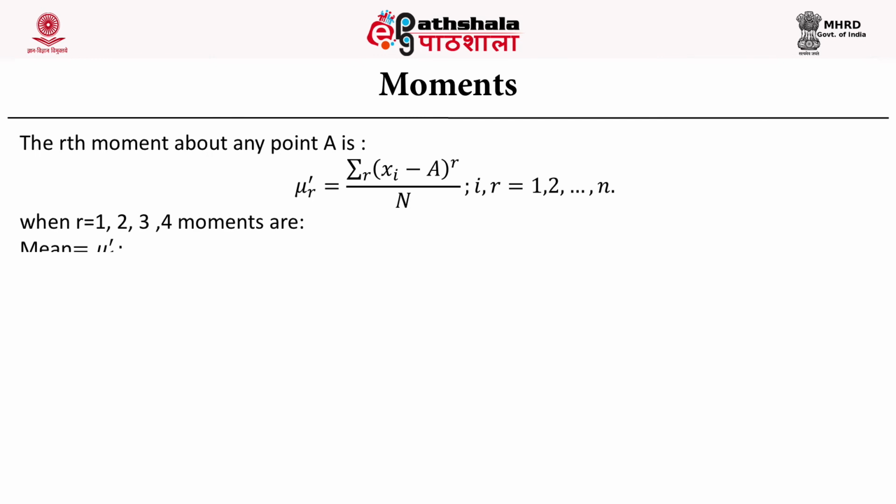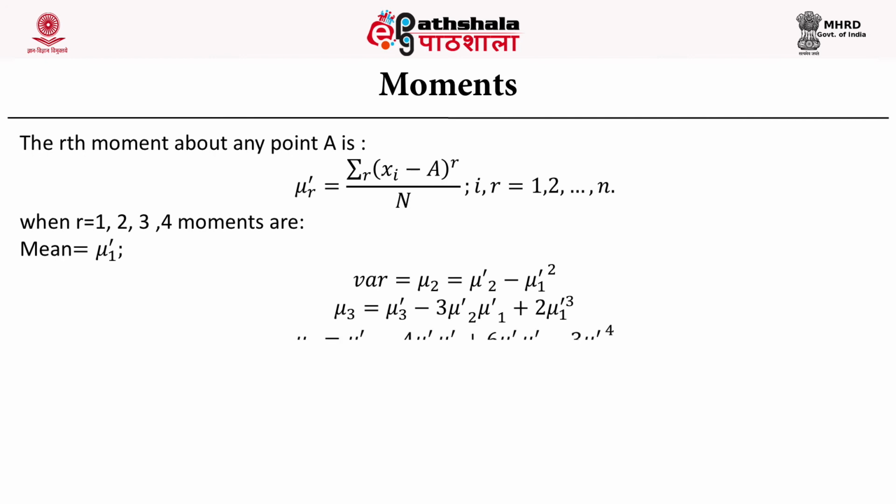When r is equal to 1, 2, 3 and 4, the moments are denoted as mu1 dash, which is equal to mean, variance which is equal to mu2, which is equal to mu2 dash minus mu1 dash squared, and mu3 is equal to mu3 dash minus 3 mu2 dash mu1 dash plus 2 mu1 dash cube. Similarly for mu4, which is equal to mu4 dash minus 4 times mu3 dash into mu1 dash plus 6 times mu2 dash mu1 dash squared minus 3 times mu1 dash to the power 4.